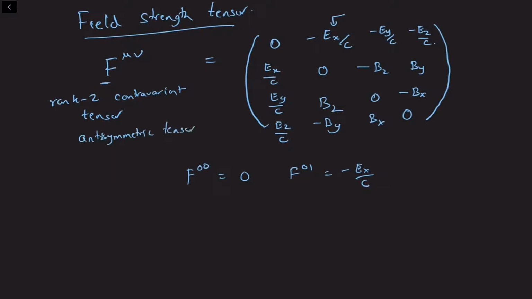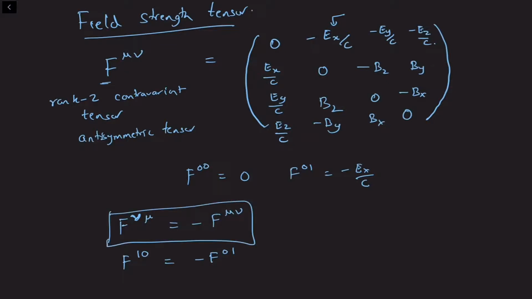That is, if I take F nu mu, that is, if I change the indices, for example, if I calculate F10, this would be the same as minus F01. So F nu mu would be minus F mu nu in general for the nu and mu components. So this is what we mean by an antisymmetric tensor. And by writing the electric and magnetic fields in this tensor notation, we are assigning properties to how the electric and magnetic fields transform under Lorentz transformations.